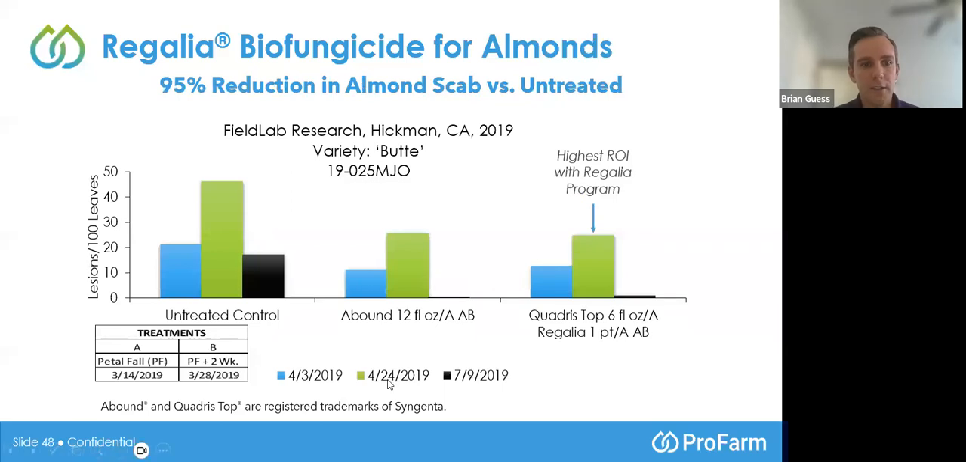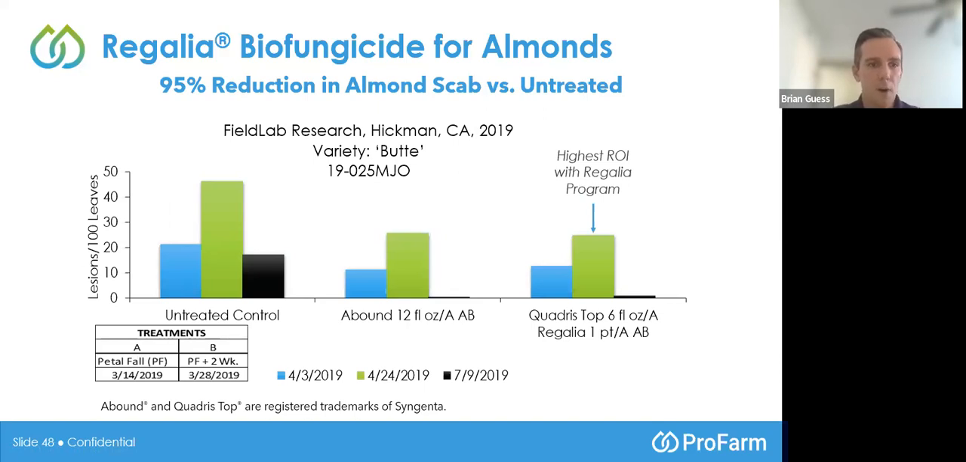And then moving on to our last crop grouping, I wanted to include almonds. Almonds are a big area where Regalia has a strong fit. And so this one we went for almond scab as our targeted disease. We had 2 treatments. One treatment was at petal fall, and then the second treatment was 2 weeks after petal fall.